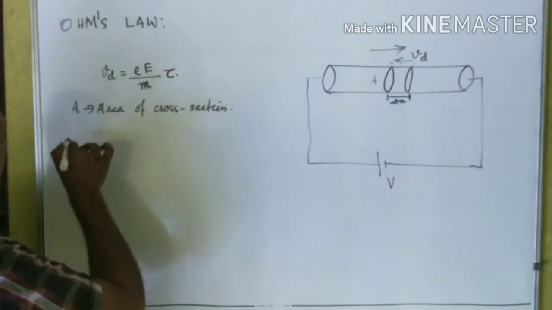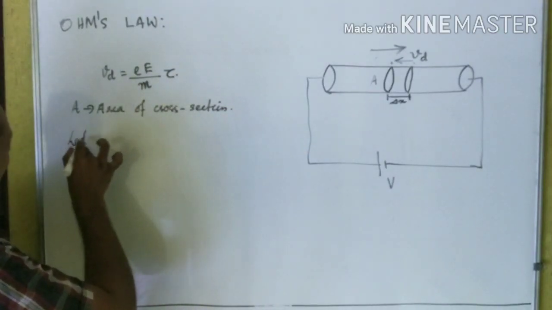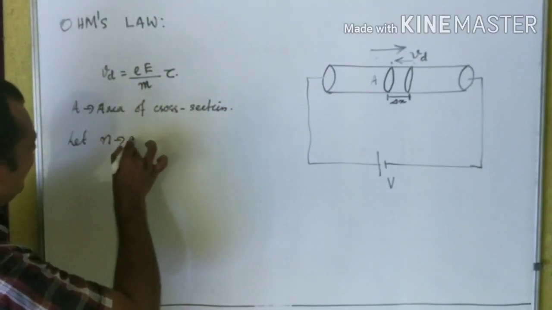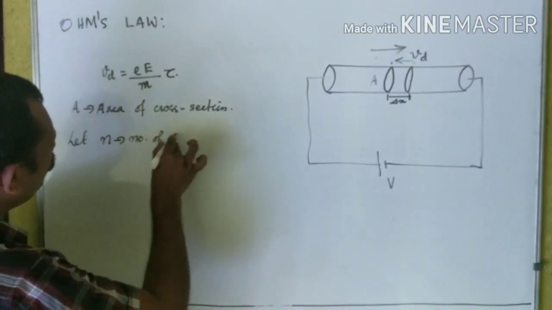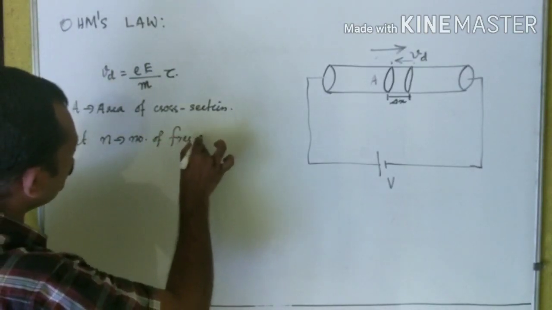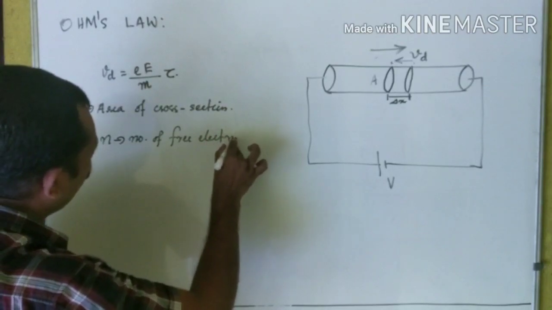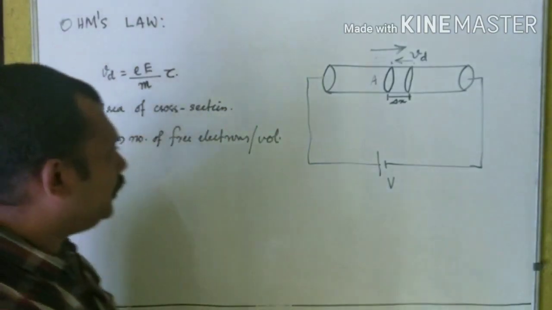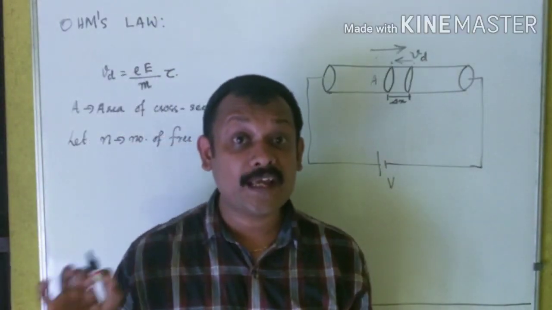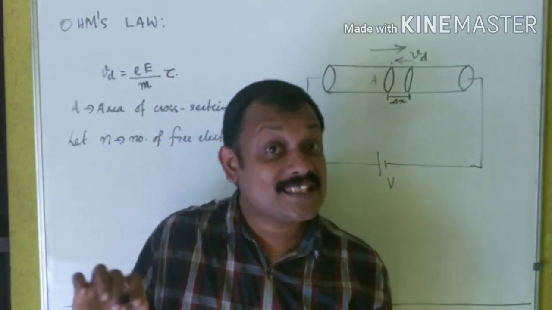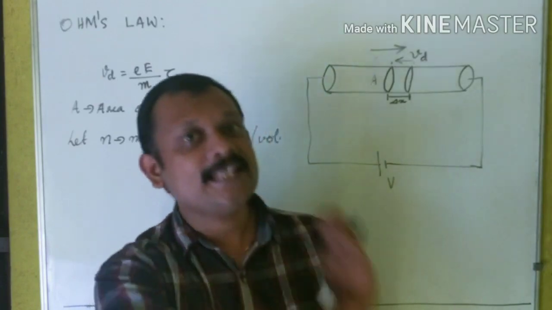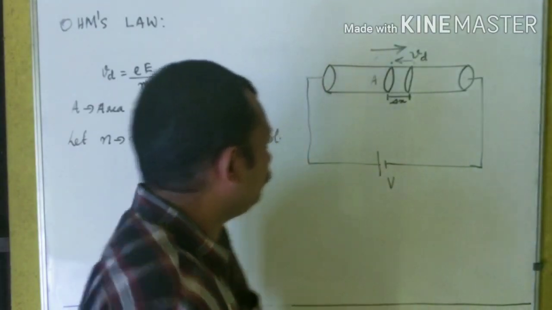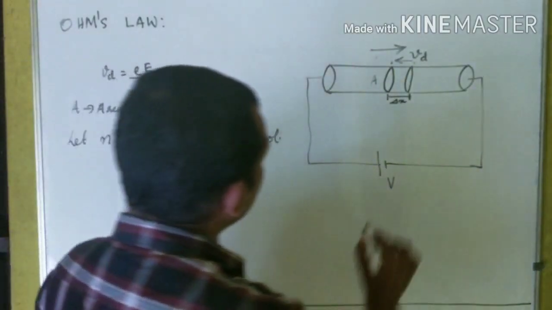A is the area of cross section. Let small n be the number of free electrons per unit volume, or the number density of free electrons. Okay, let us consider that.